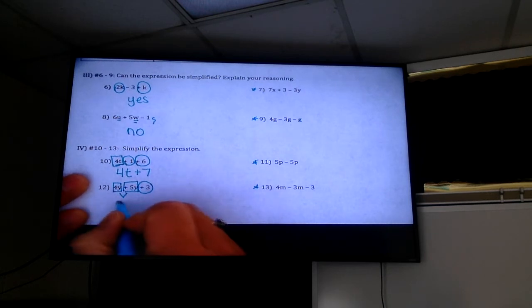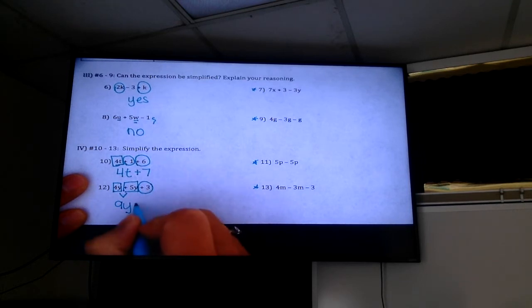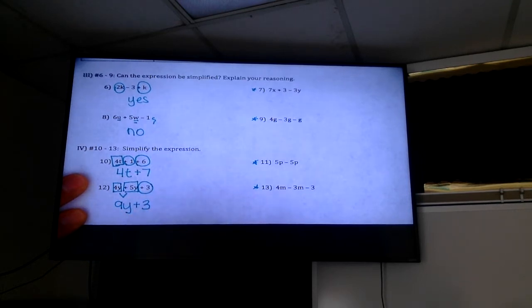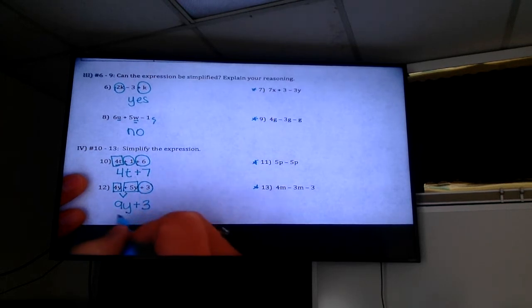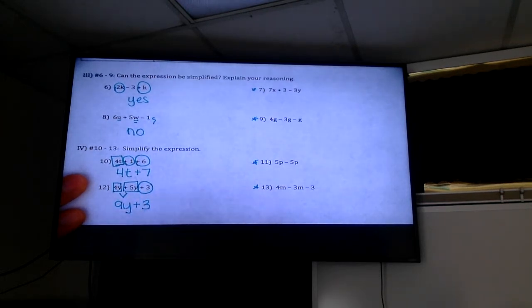4 plus 5 is 9y. And then I can't combine this plus 3 with anything, so it comes along at the end. 9y plus 3. Again, we write our algebraic term first, and then we write our constant at the end.